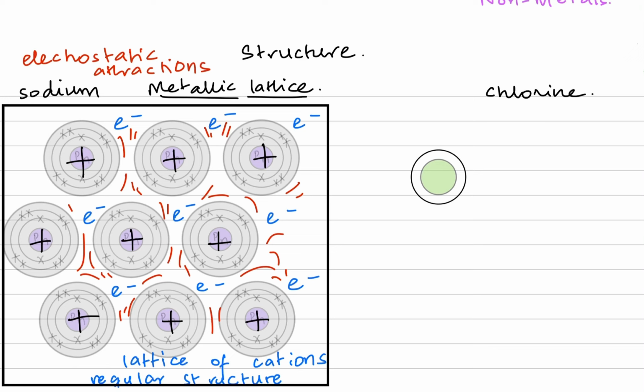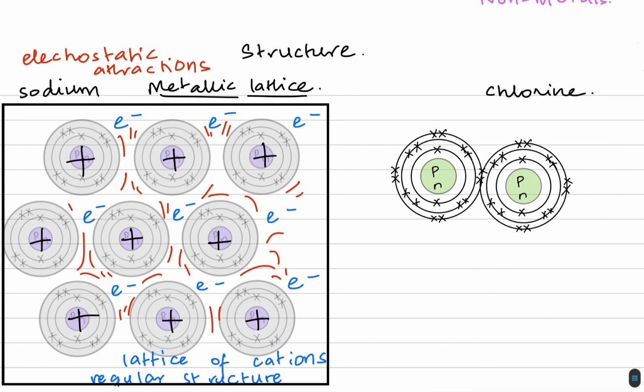Now starting with chlorine atoms, they have their nucleus, and chlorine belongs to period number 3, so there are 3 shells. 2 electrons in the first shell, 8 electrons in the second shell, which is a completely filled shell, and 7 electrons in the last shell because chlorine belongs to group number 7. And all the elements in group 7 have 7 electrons in the last shell.